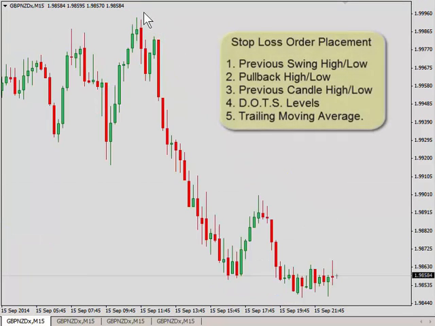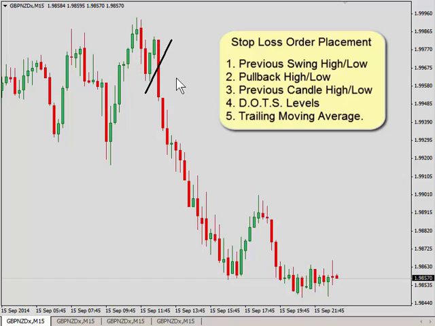First, place it beyond a swing high or swing low. Then look for any pullbacks in the marketplace. You want to again be beyond a pullback. In this case, the market pulled back and then dropped. And I find that if you draw a trend line along the higher lows or the lower highs, that'd be a good place to tell if you have a pullback or not.